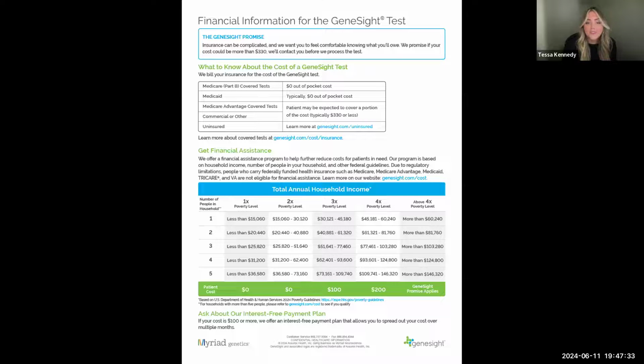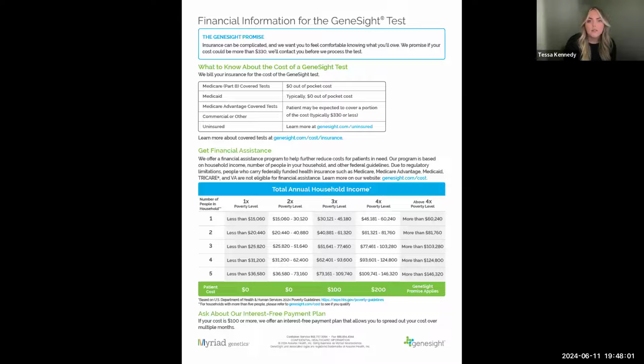So the cost for GeneSight is actually really simple. So I love to start off and say that majority of patients pay $330 or less. And there are insurance types where actually your patient would have no cost at all. Those insurance types are our Medicare patients, our Medicaid patients. But if they happen to fall under that commercial private insurance type umbrella, we do work with all active insurance types, so they should cover a majority of our testing.